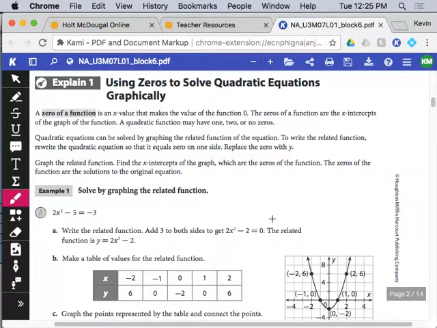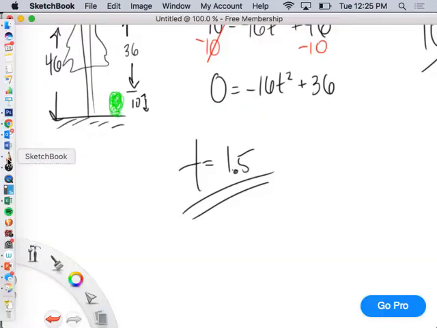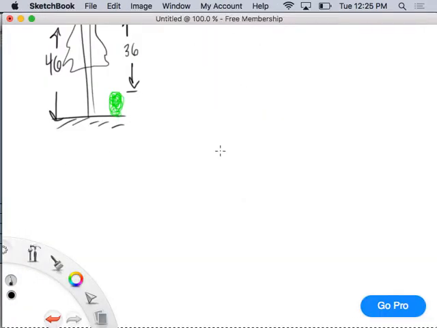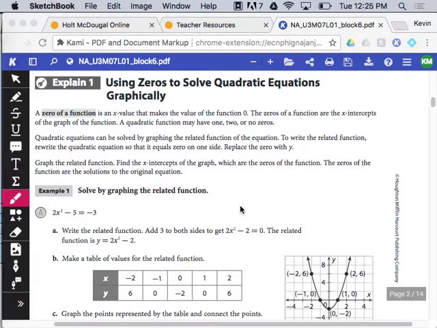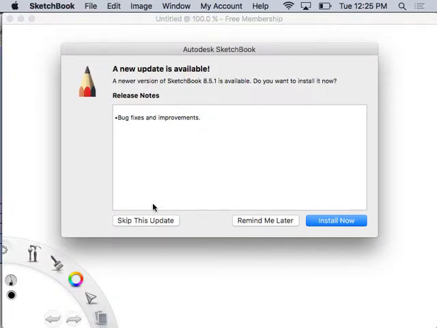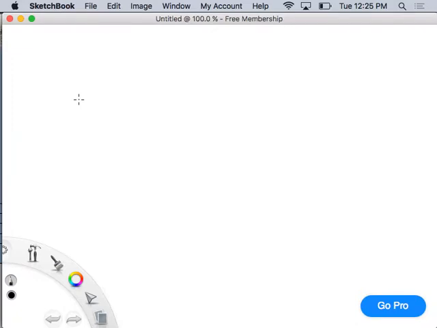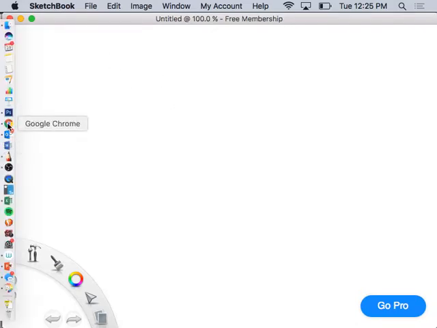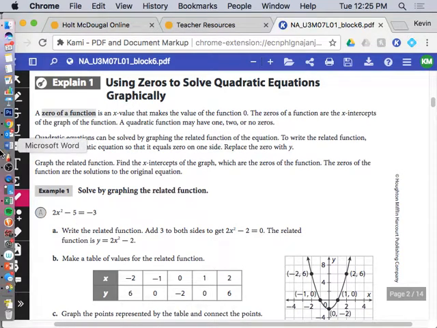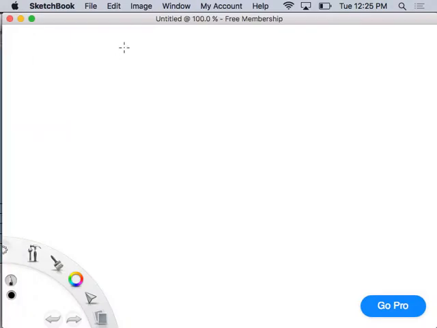So what's the main idea? We might have a quadratic equation. And a quadratic equation is like a quadratic function except it's got an equal sign. So a quadratic equation could be like the situation they give us here. 2x squared minus 5 equals negative 3.